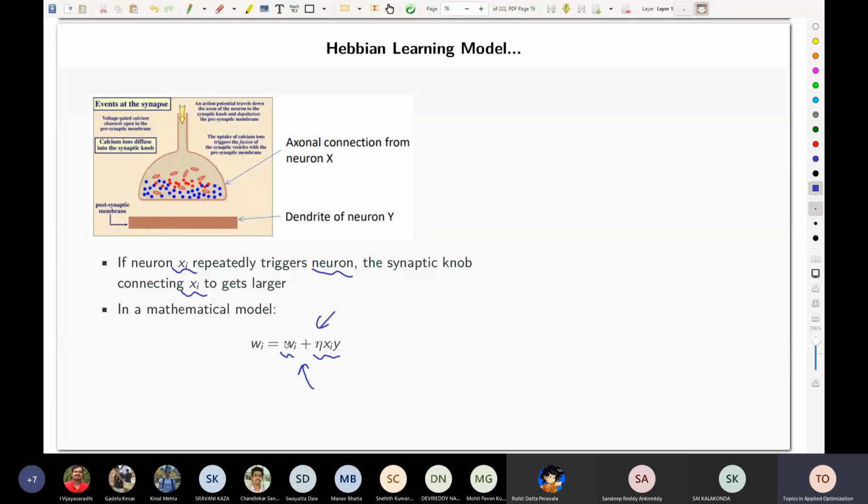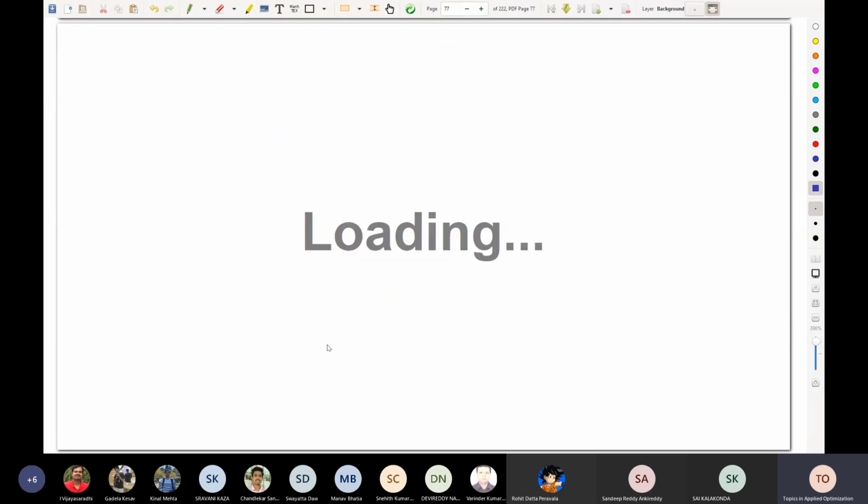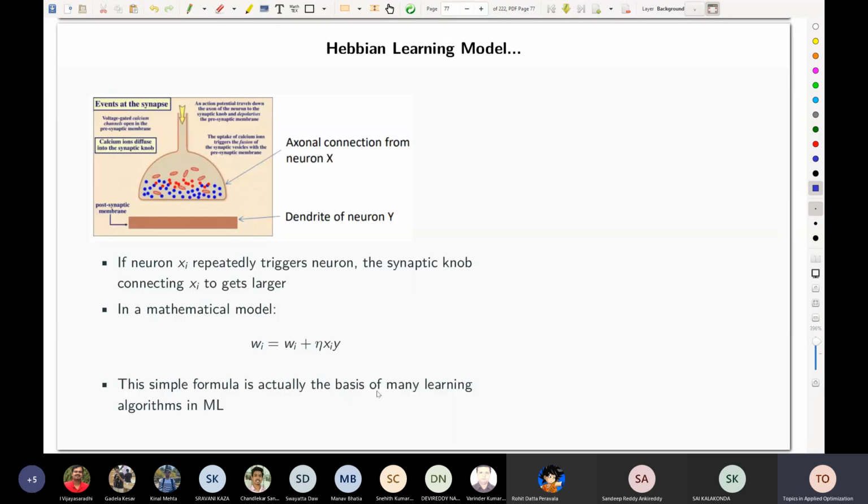And remember, in gradient descent, the more data you have, the more your weights will get strengthened, because the weights will get tuned in a better way. So this simple formula is actually the basis of many learning algorithms in machine learning.